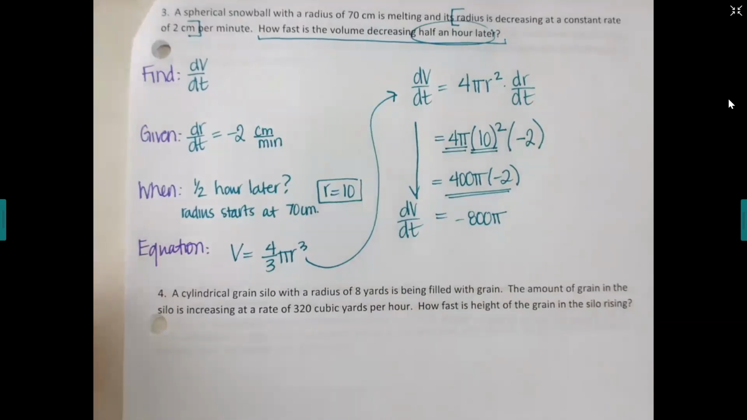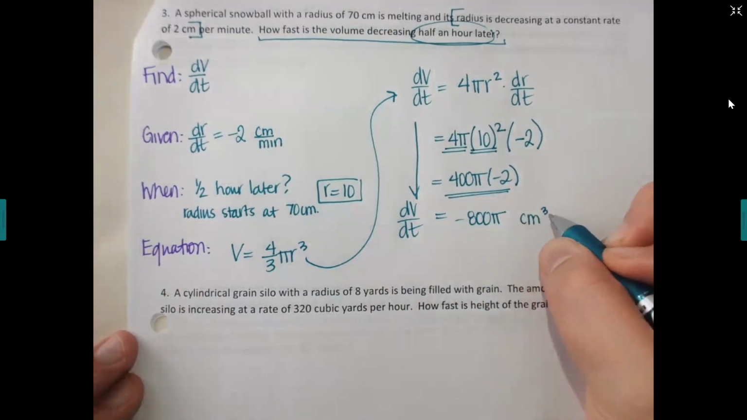From here, if you want to be a little bit lazy and not keep track of units, at the end, you just have to think about what am I measuring? What type of quantity? It's a volume. How do I measure volume? Cubic. So it would be centimeters cubed per minute.